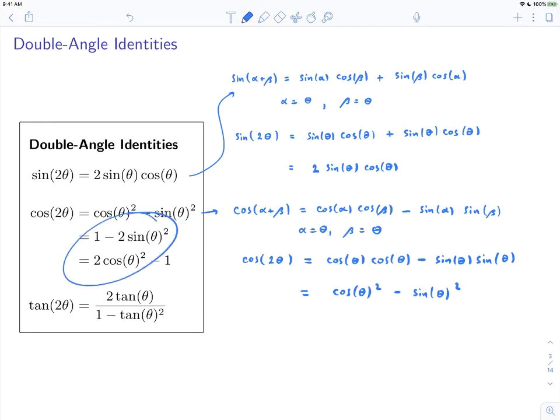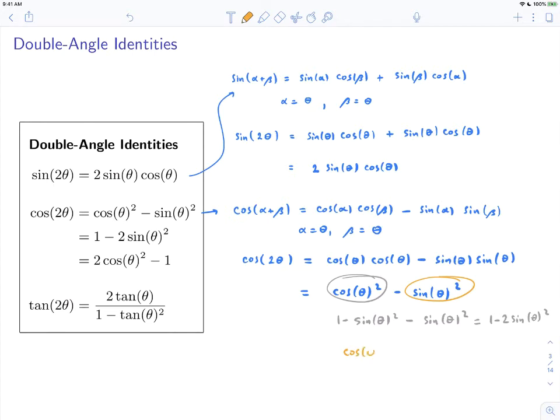To get the other two, we simply use the Pythagorean identity. First, we could observe, for example, that cosine of theta squared is 1 minus sine of theta squared. And if we subtract sine of theta squared from that, we end up with 1 minus 2 times sine of theta squared. The other option would be to use the Pythagorean identity on sine of theta squared, because then we would have cosine of theta squared minus, and we rewrite sine of theta squared as 1 minus cosine theta squared. Well, minus 1 gives us a negative 1, but minus a negative cosine gives us plus a cosine. So that tells us we have cosine theta squared plus cosine theta squared, which is 2 times cosine theta squared minus 1. And that's this identity.